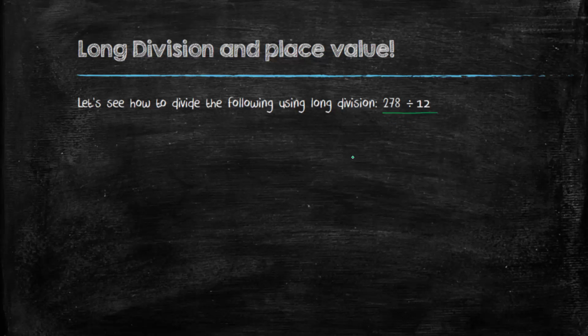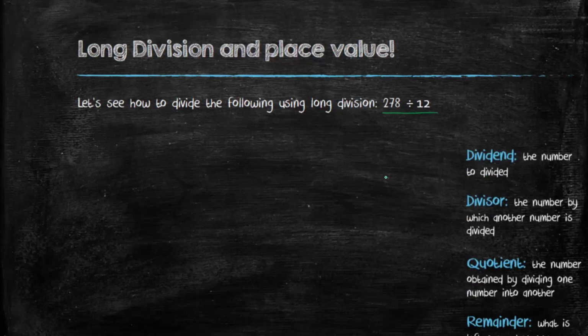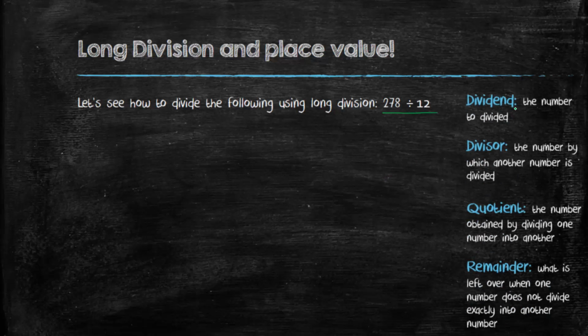Before we get started with long division, I want to define a few words. So let's go through them. First of all, we're going to come across this word, the dividend. What is the dividend? The dividend is the number to be divided. So in this case, 278 divided by 12, the dividend is the 278. Okay, awesome. The divisor is the number by which another number is divided. So in this case, 12 is the divisor.